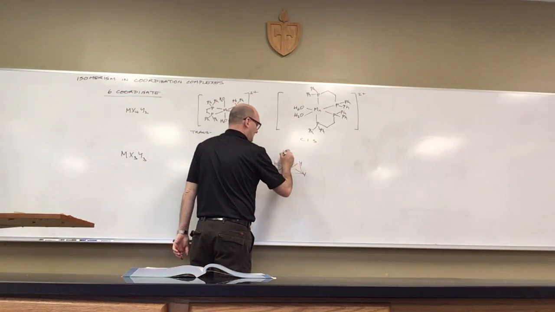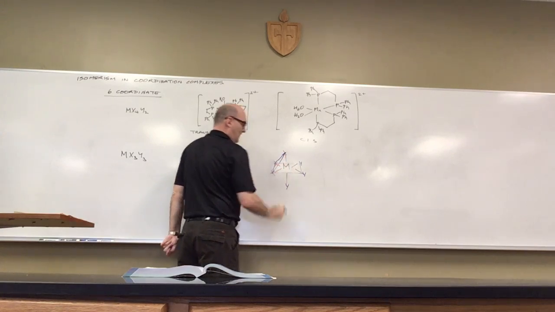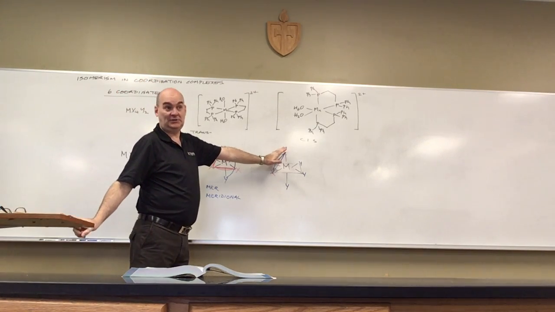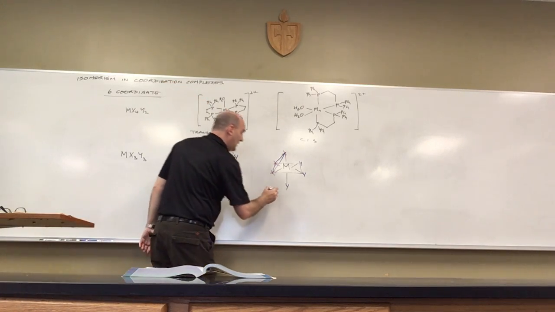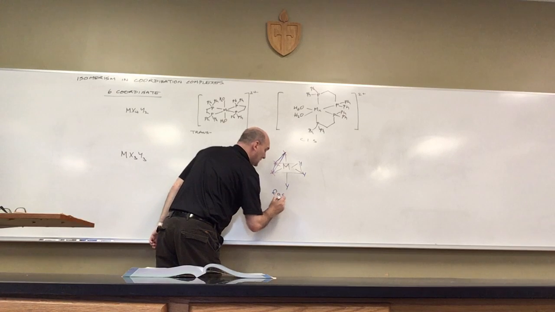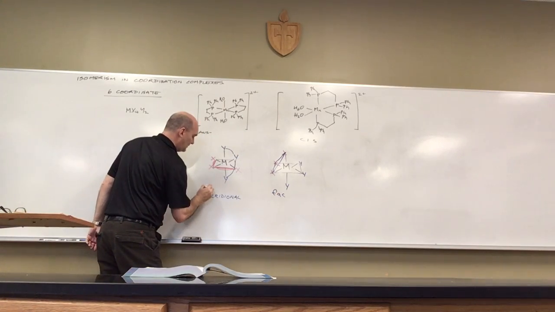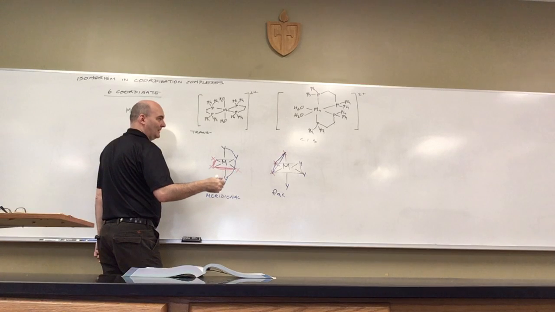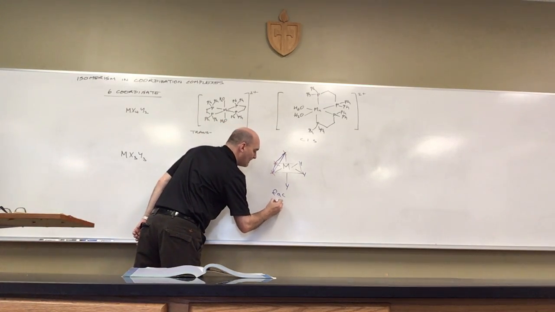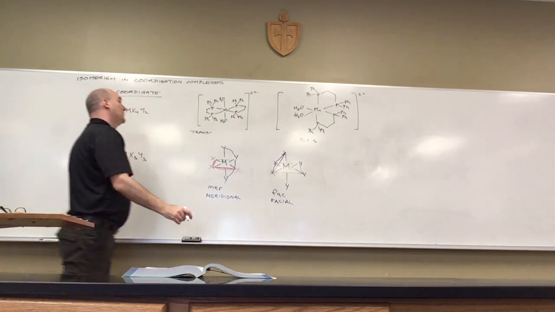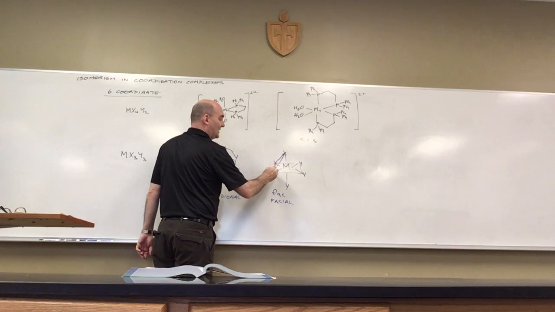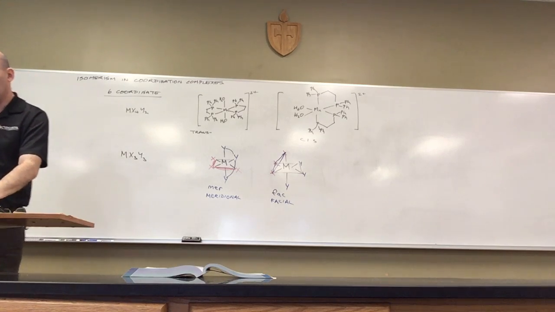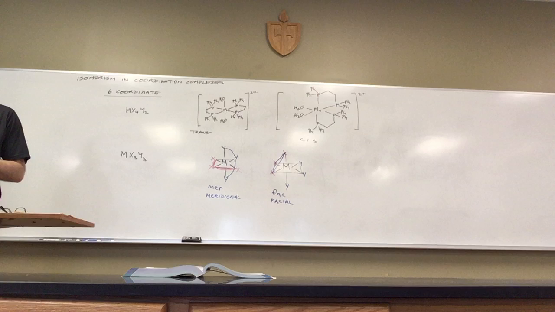And then the other one: those three make a face of the octahedral. So these are the fac isomers. Remember, lowercase and italicized. The facial isomers: that X to X to X makes a little triangle which represents one of the faces of that octahedral geometry.